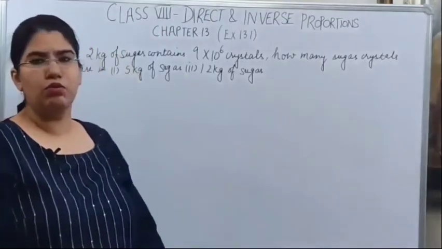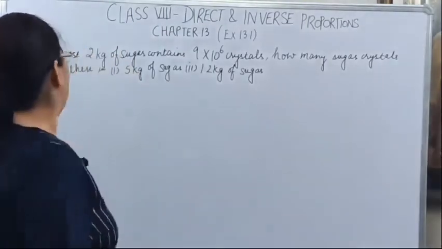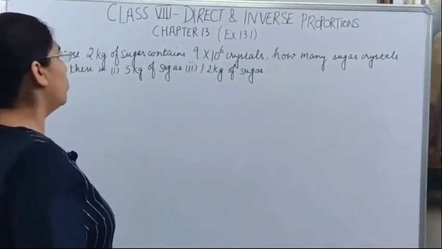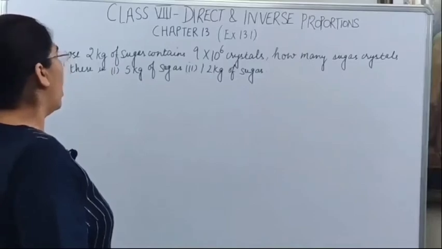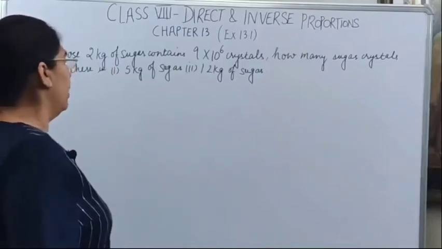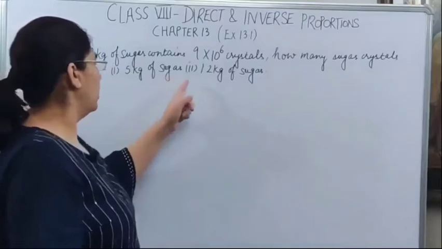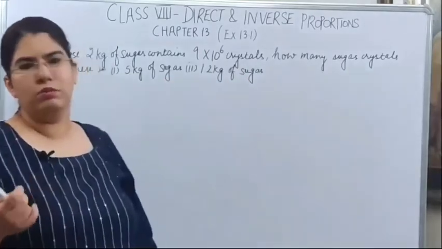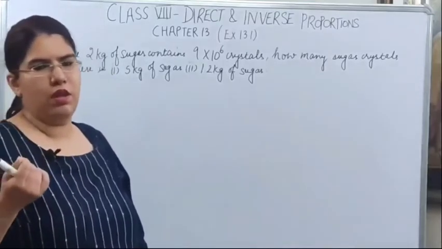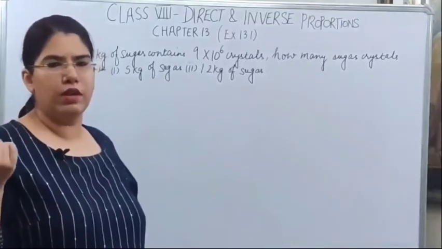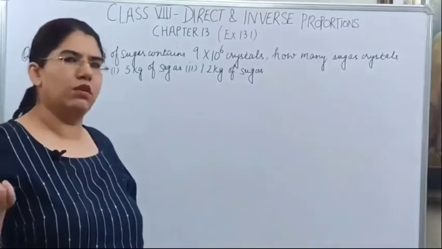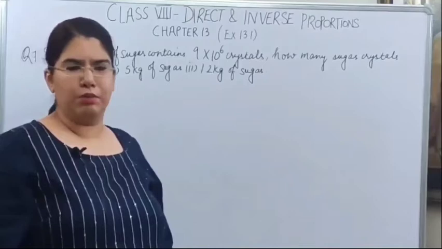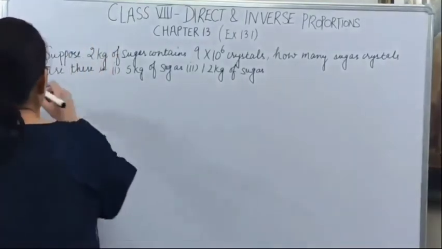Now let us move to question number 7. It says suppose 2 kg of sugar contains 9 into 10 to the power 6 crystals. How many sugar crystals are there in 5 kg of sugar and 1.2 kg of sugar? Now we all know sugar is made up of sugar crystals, and as the quantity of sugar increases, the quantity of sugar crystals will also increase. Therefore, it is a clear case of direct proportion. So we will just get going quickly.